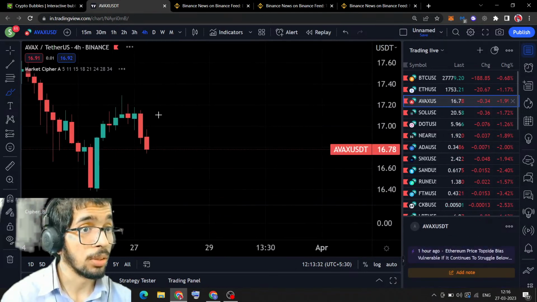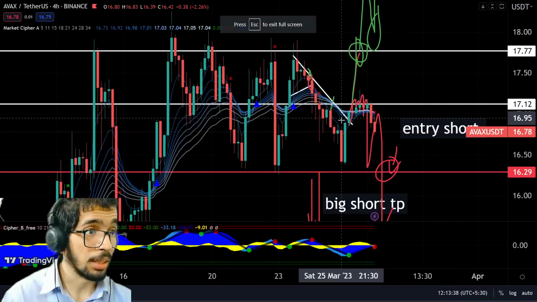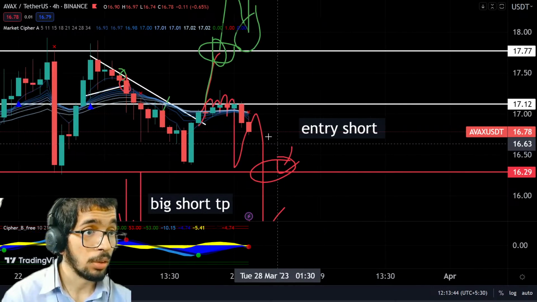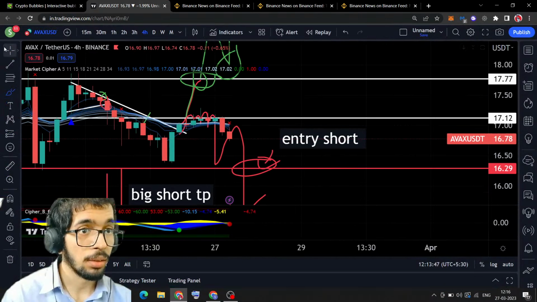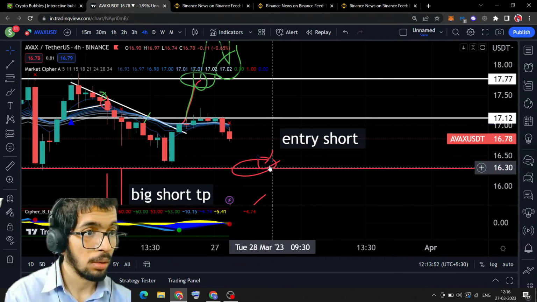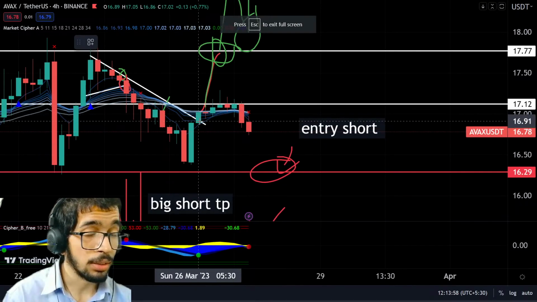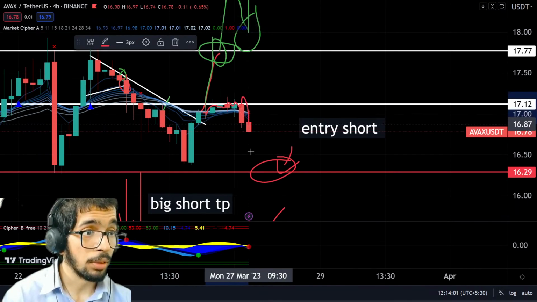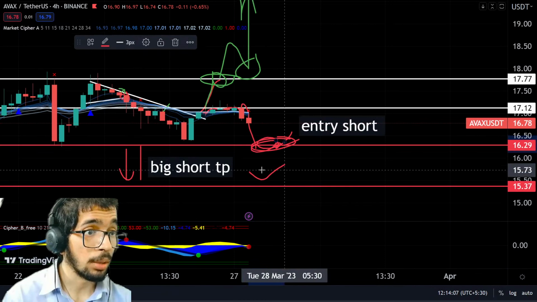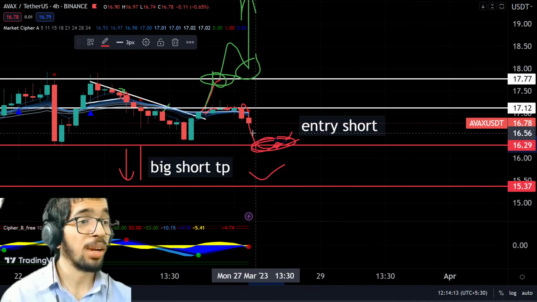AVAX also was the same as yesterday I told you. If it doesn't break this entry, it's more probably going down. So you can short, you can see, right? Now it's on a bearish, right? It's here only, so if it comes to this entry, your short entry is at $16, and your big TP will be here. Don't enter in the middle, because you're more likely going to touch the stop loss.